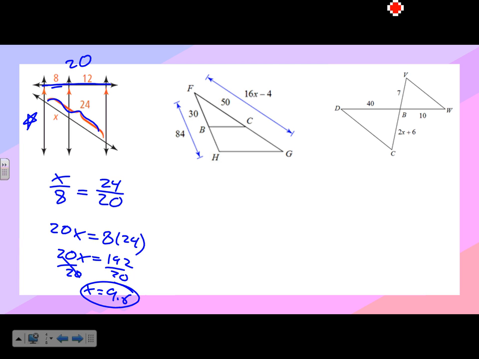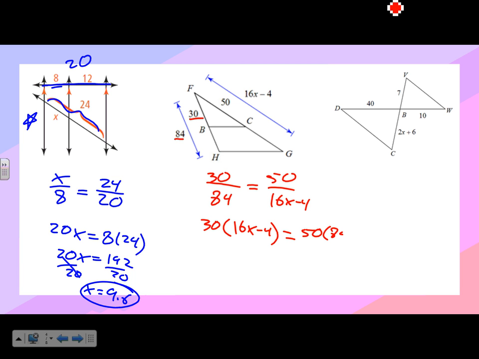Same thing with this one. There's a couple other things you can do, but I think the way they were listed out, it's easier to go 30 over 84, so the small one over the big one, is equal to the small one 50 over 16x minus 4. So when we cross multiply, we have 30 times 16x minus 4. Make sure you distribute that. 50 times 84. 30 times 16 is 480x minus 4 times 30 is 120, is equal to 50 times 84 is 4200.